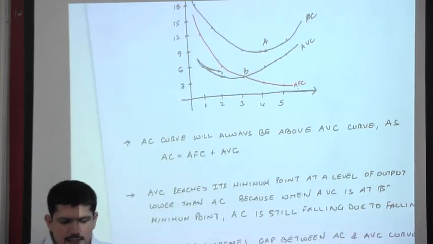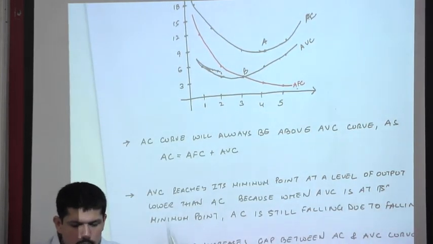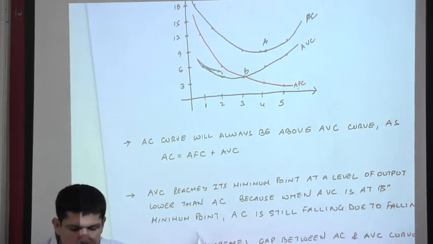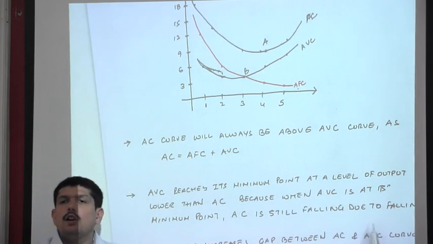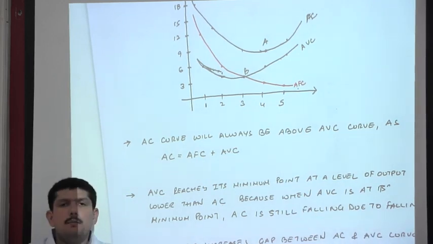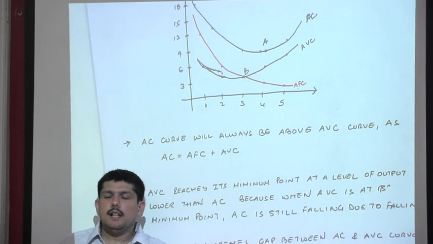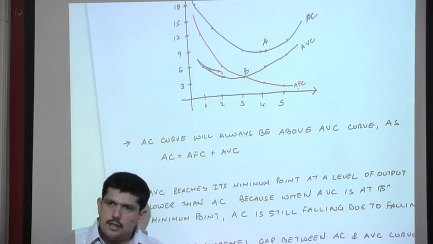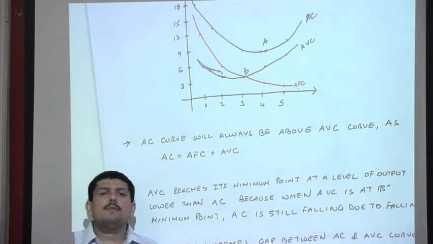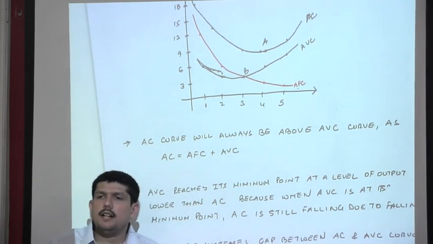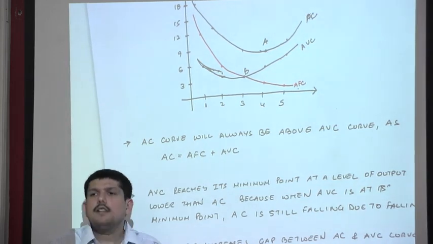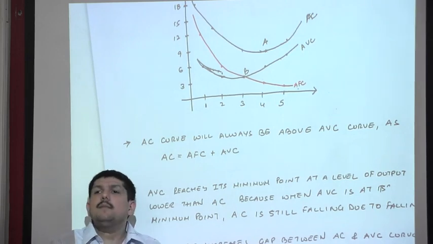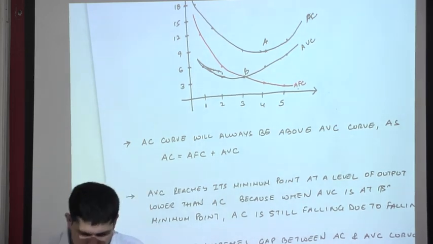So AVC reaches its minimum point at a level of output lower than AC, because when AVC is at its minimum point, AC is still falling because of falling AFC. But AFC will keep on falling, so AVC will reach its minimum point earlier than the average cost, because jab AVC minimum hai tab bhi yahan pe average fixed cost gir raha hai, and what is happening? The AC falls. But when the increase in AVC is greater than the fall in AFC, my average cost will rise.